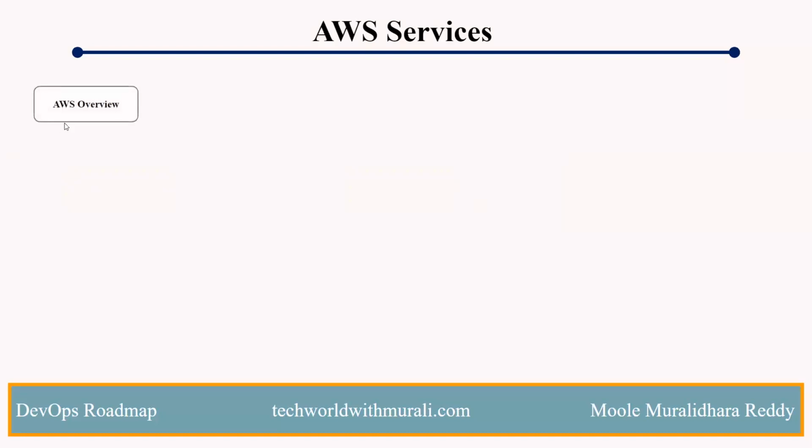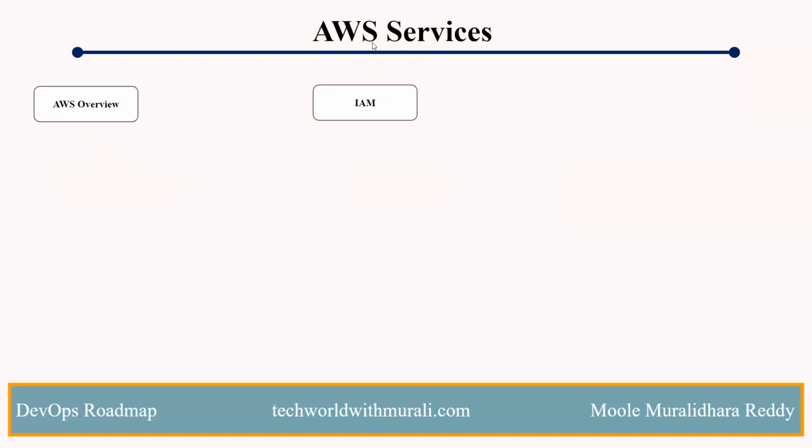The first one is you should know the AWS overview, like what is AWS, what are regions and availability zones. These things you should learn. And the next one is IAM. IAM is nothing but Identity and Access Management.